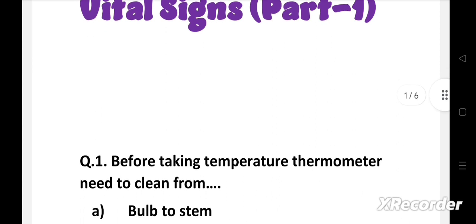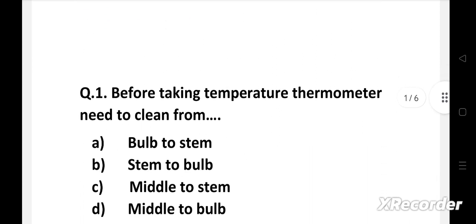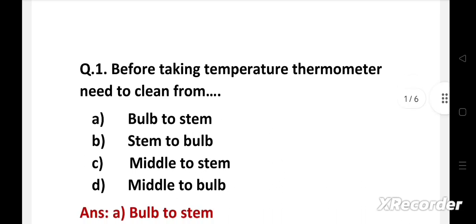Question number 1. Before taking temperature, the thermometer needs to be cleaned from: option A, bulb to stem; B, stem to bulb; C, middle to stem; D, middle to bulb. Right answer is option A, bulb to stem.